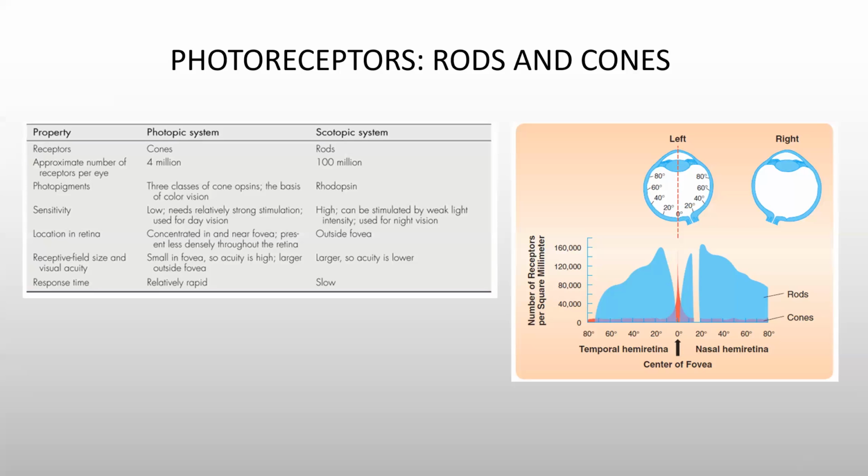For cones, the receptive field size, small in the fovea, so acuity is very high there, larger on the outside of the fovea. And then for rods, larger, so acuity is lower. Okay? And then finally, the response time. For cones, it's relatively rapid, but for rods, it can be slow. And we have all experienced this from going from a very bright environment into a dark environment, and you can't see. And it takes a little while for those rods to react to the low light.